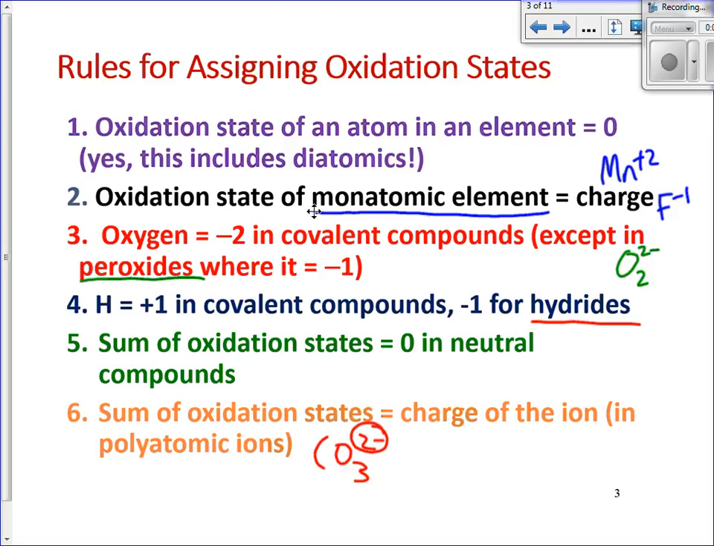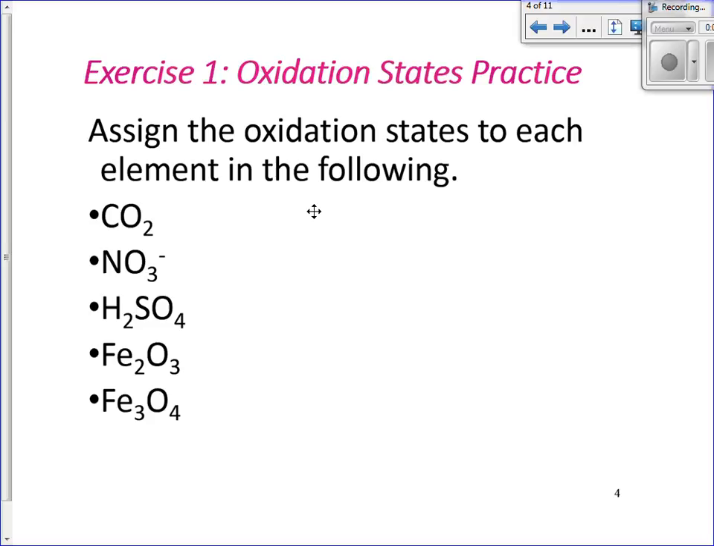So now, you're going to practice. Go ahead and start assigning oxidation numbers to these different elements in the compounds. Okay? So let's take a look here.